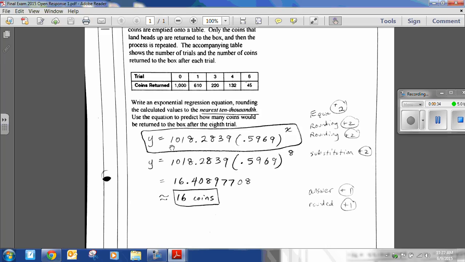It's 1018.2839 times 0.5969 to the x power. They must be rounded correctly. You get 2 points each. It must be in equation form. You get 2 points for that.